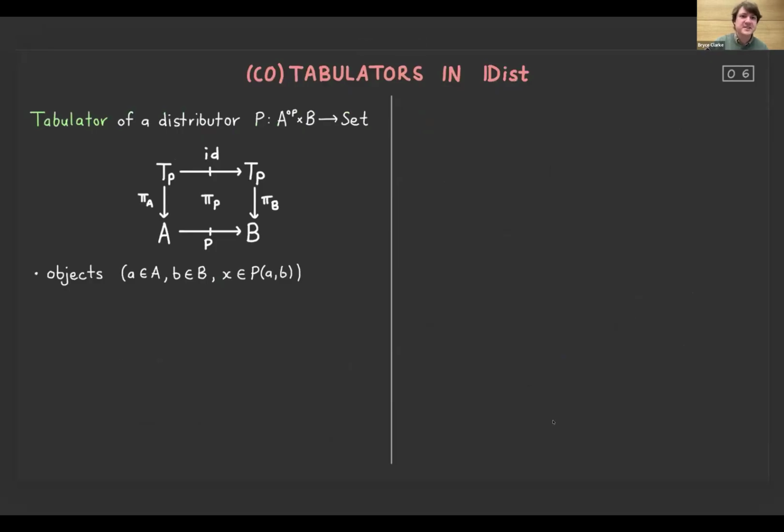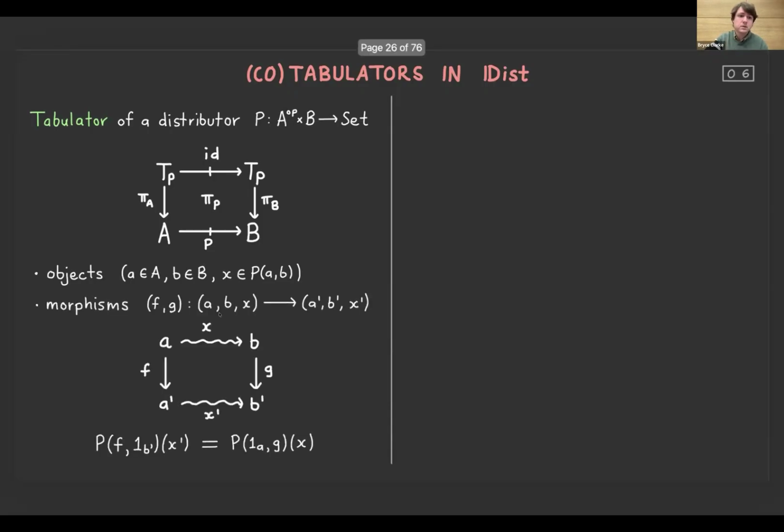And we also have dis. Okay, so if we have a distributor from A to B like this, then what is its tabulator? Well, it's generalizing this category of elements construction. So you could imagine if A is the terminal category or B is the terminal category, and this is exactly giving you the category of elements of a pre-sheaf, for instance. And so more generally, its tabulator is going to have objects, which is just an A from A, a B from B, and some element in P of AB.